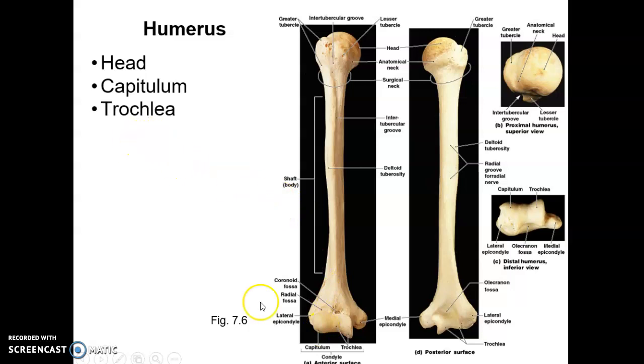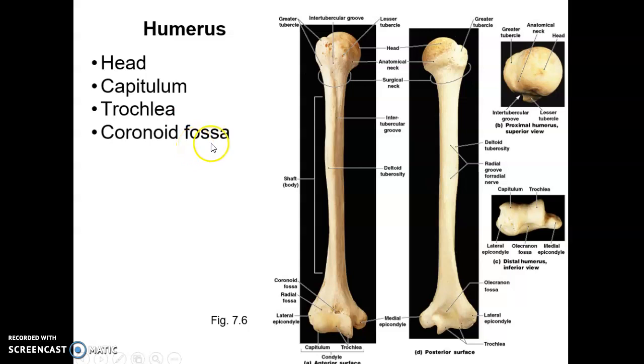Then there's something called the trochlea, which is down here, kind of this groove here, like a spindle in a way, or like a pulley. This groove, the trochlea, articulates with the trochlear notch on the ulna, the other bone of the forearm, again at the elbow joint.